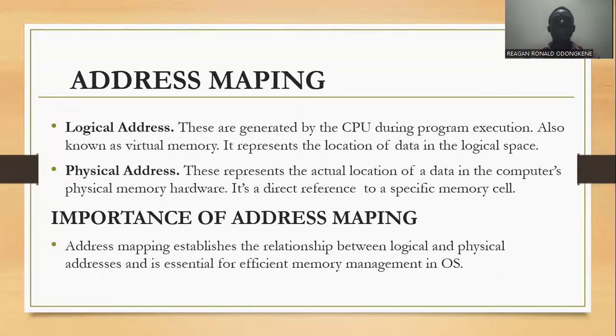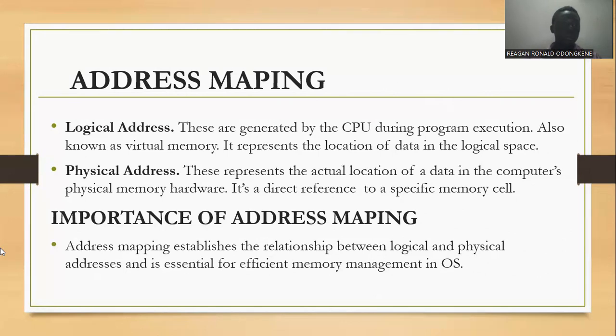Address mapping is subdivided into two. We have the logical address and then the physical address. The logical address represents the location of data in the logical space, and these are generated by the CPU during a program execution. And then the physical address represents the actual location of data in the computer's physical memory. In simple terms, we can say physical address is a direct reference to a specific memory cell.